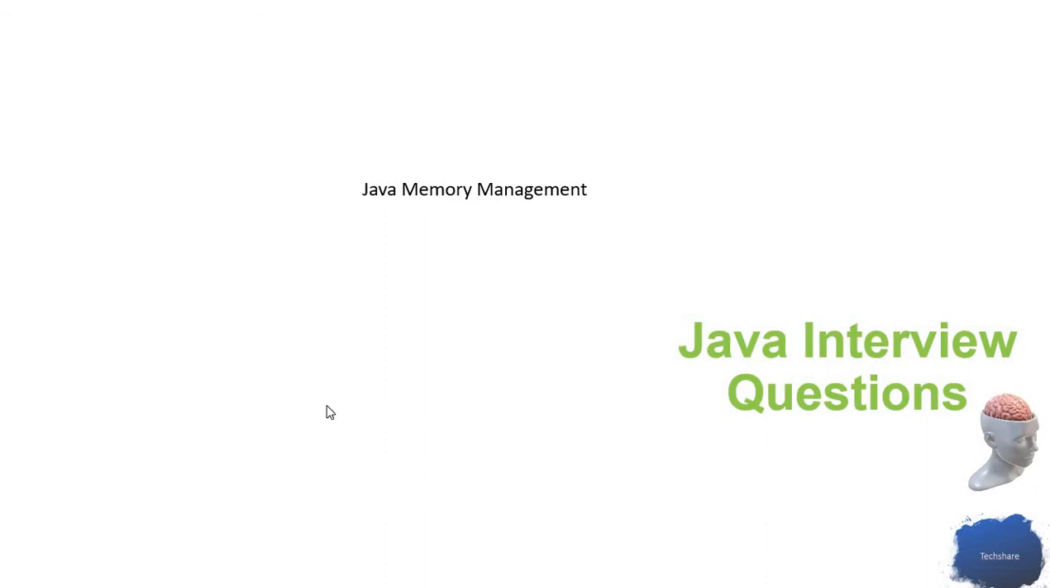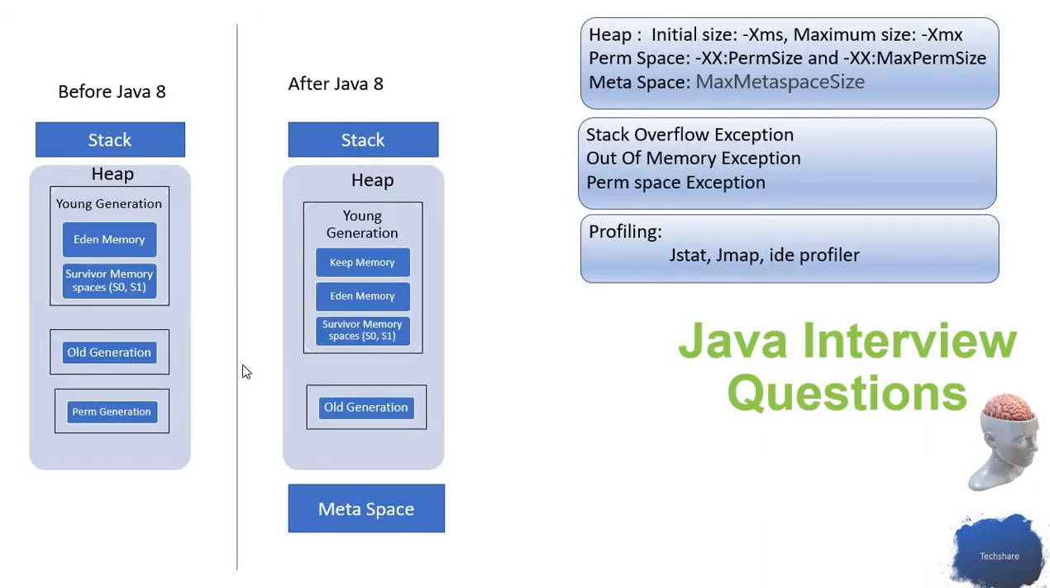So let's get into the discussion. This is how the memory stack looks before Java 8. We have a stack memory and we have a heap memory. The stack memory stores the variables you use inside the method, and the heap stores the actual objects. And in the heap you can see different segments like young generation, old generation, and perm generation. So let's see what those layers are.